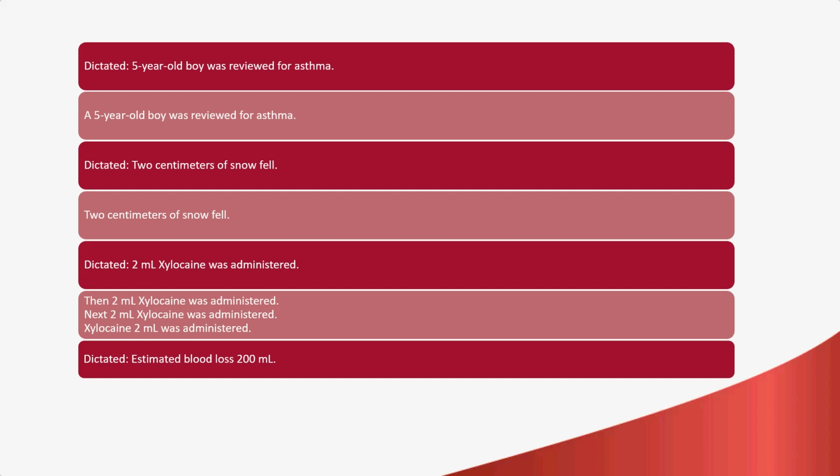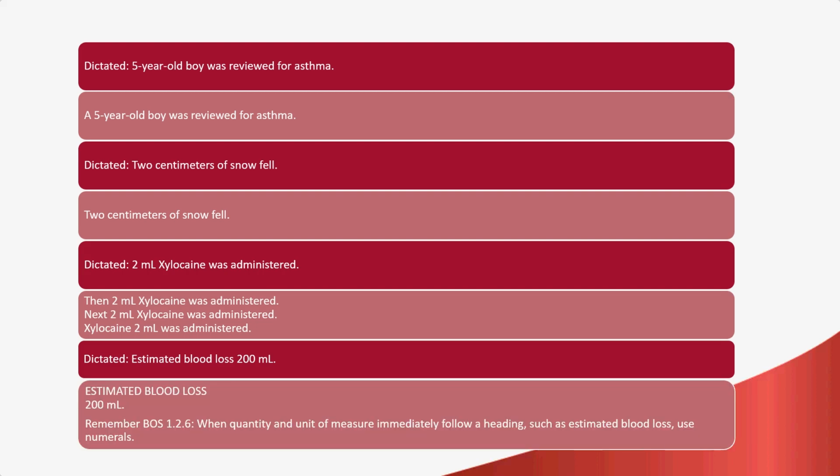Okay, estimated blood loss, 200 ml. This is what we talked about before. So again, we've got a quantity, we've got a unit of measure. They're coming right after a heading, so we can just leave that as is. We don't need to worry about that starting a sentence with a number in that case. Okay?